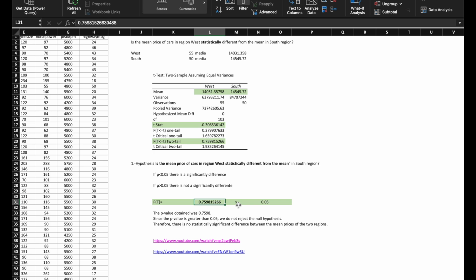Basically our p-value is 0.76, much higher than 0.05. So what does it mean? That we don't reject the null hypothesis. Even though the averages look slightly different, the difference is not big enough to consider it real. So this is not a statistical difference.